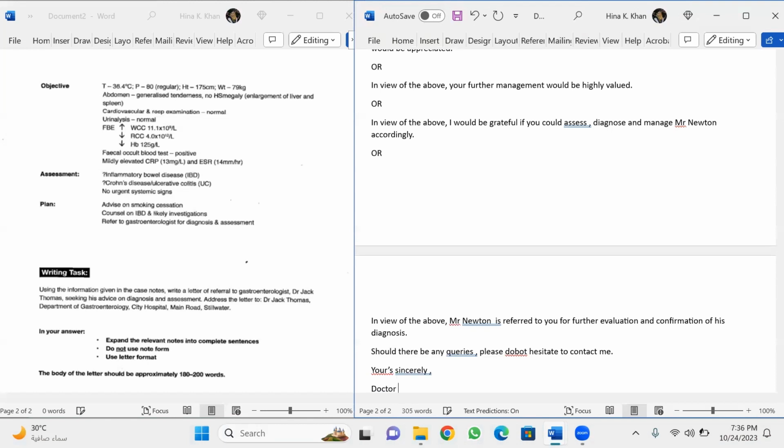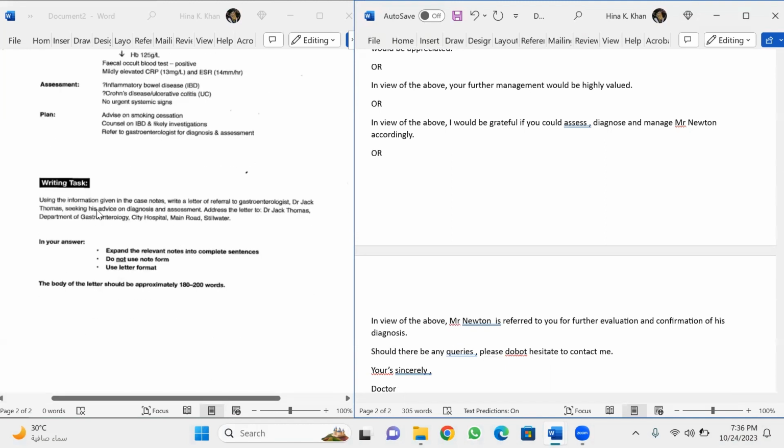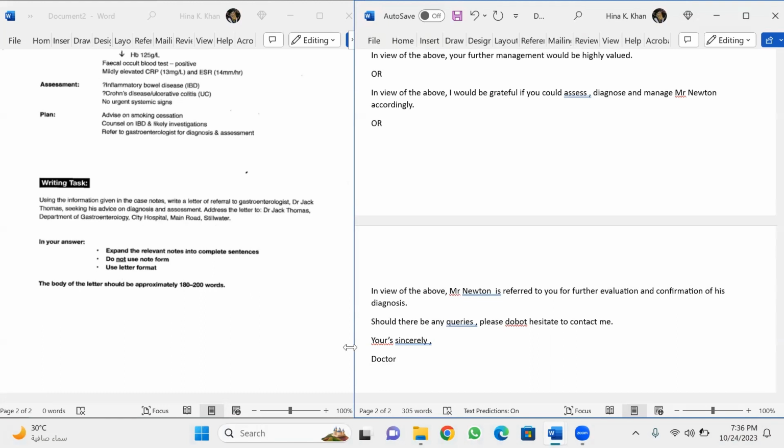Doctor. And sometimes people get confused, because most of the time in this writing task they mention that you are a doctor, you're a GP, a working GP, with a name, like Doctor Hina, a working GP in this clinic, and now you are going to refer. If that's the case, if you write the doctor over here, then there is no issue. But in most of the case notes, I have seen that they write the name of the doctor who is writing the referral letter.